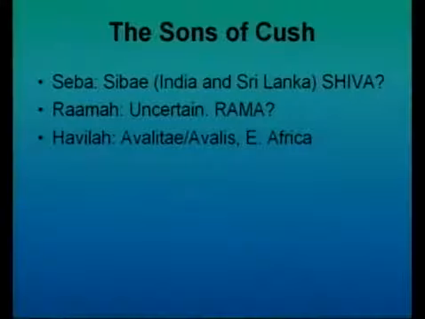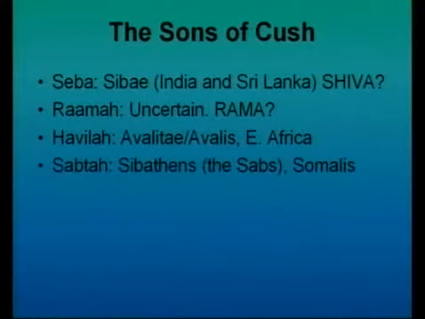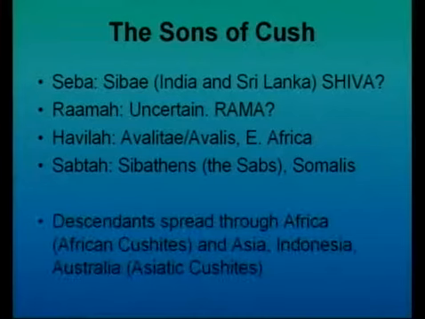One of the other sons was Havilah, and his descendants became known as the Avilatai, and they settled in a place called Avalis, East Africa. Another son was called Sabta. His descendants were the Sabathians, or the Sabs, as they were known. And even to this day, Somalians refer to the founders of Somalia as being the Sabs. They have a long sort of record of that. So basically, the descendants of Cush spread through Africa, where they were known as the African Cushites, and through into Asia, into Indonesia, and Australia. Obviously, the Aborigines in Australia, spreading that far through, and they were known as the Asiatic Cushites.